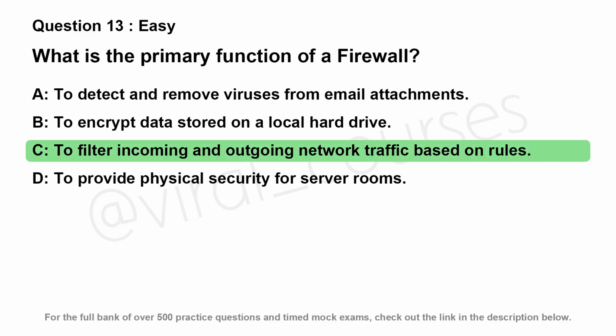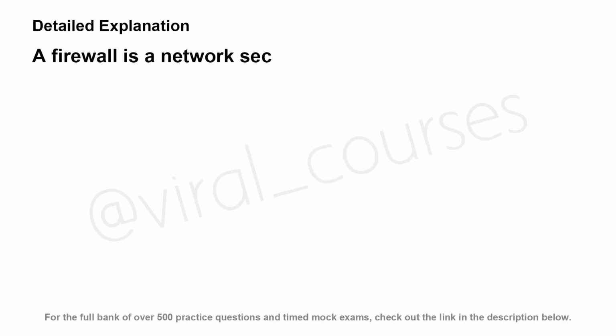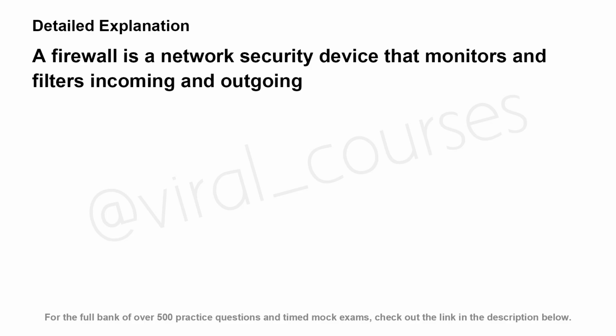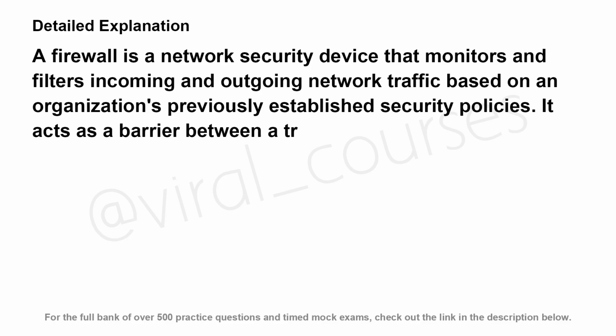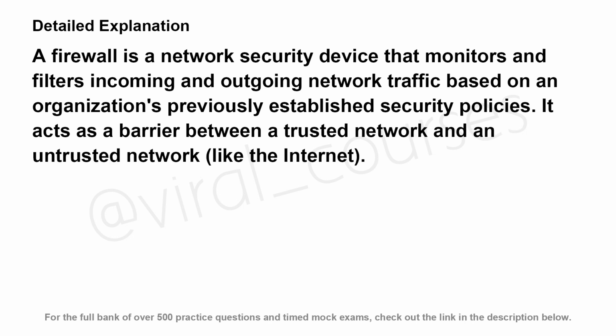The correct answer is C. A firewall is a network security device that monitors and filters incoming and outgoing network traffic based on an organization's previously established security policies. It acts as a barrier between a trusted network and an untrusted network, like the Internet.